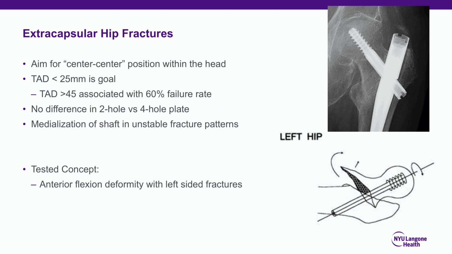Another key concept that is tested for lag screws is the tendency of these screws to create an apex anterior deformity in left hips. This is because as the screw is turned clockwise in a left hip, the femoral neck or the intertroch region will flex. Treatment, and to avoid this, is to advance the screw past the discordant point and then turn back.